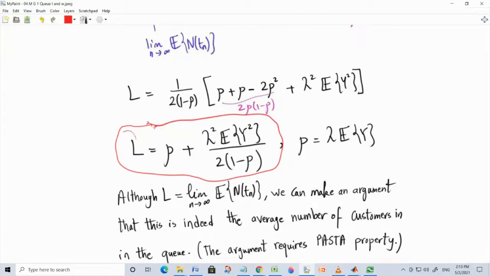And this L again, is it really the average number of customers in the queue? Yes, it is in our case here, based on the BASTA property I talked about in the previous lecture: if the arrivals are Poisson, then Poisson arrivals see or encounter time averages. It's a subtlety, and it's not something that is easy to absorb. But it is something.